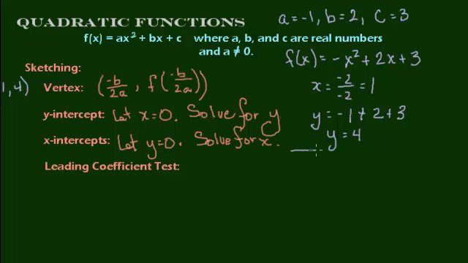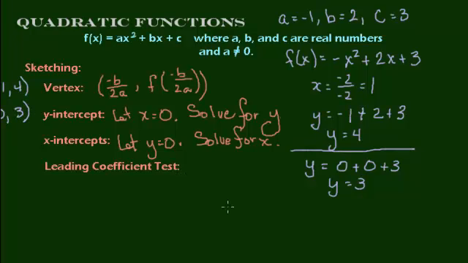For the y-intercept, what I do is I let x be equal to 0, and notice if I plug a 0 into each of these x's, I get that y equals negative 0 squared, which is 0, plus 2 times 0, which is 0, plus 3, and my y value is 3. So my y-intercept is at 0, 3.